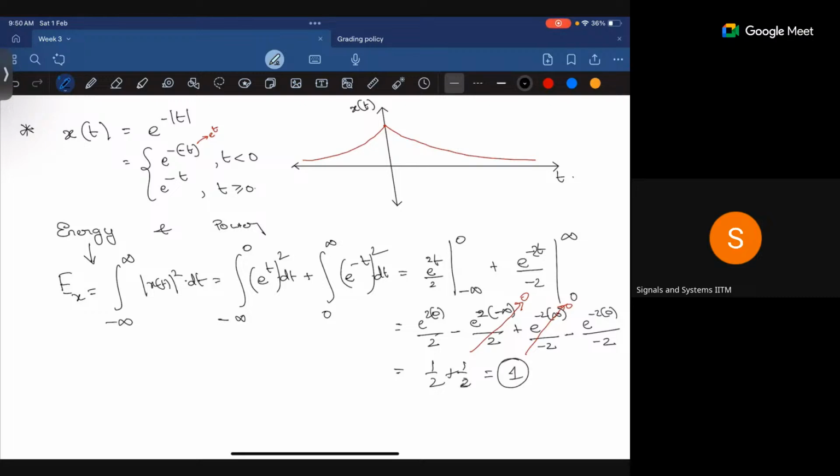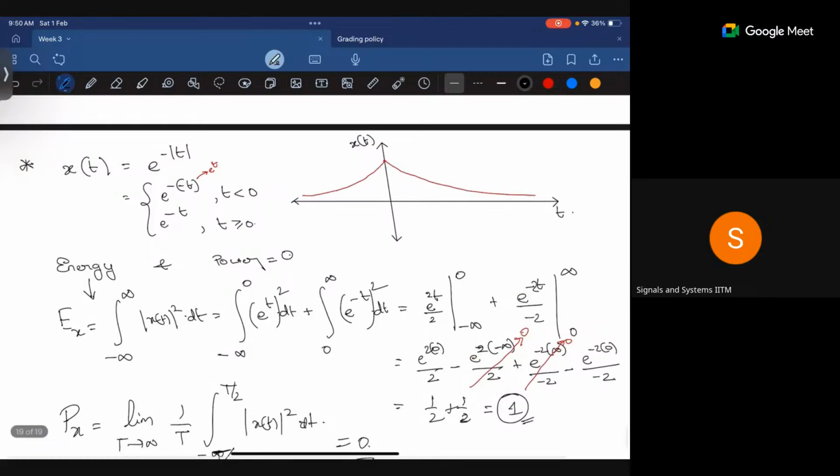So once I have my energy as a finite value, what will be the power? 0. Correct. So you don't have to sit and solve this thing. Even if you solve, you'll get 0 at the end. But the easiest way is computing energy, which is very easy.